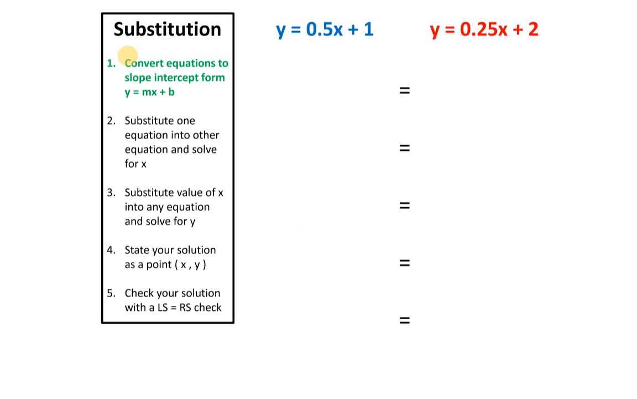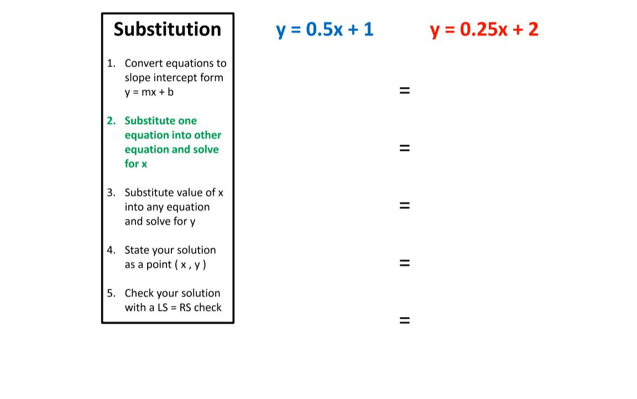The first step is to convert the equations to slope-intercept form, which is y equals mx plus b. The equation of the blue line appears to be already in slope-intercept form, and the equation of the red line also appears to be in slope-intercept form, which means we don't have to do anything for our first step. Sometimes you do, sometimes you don't.